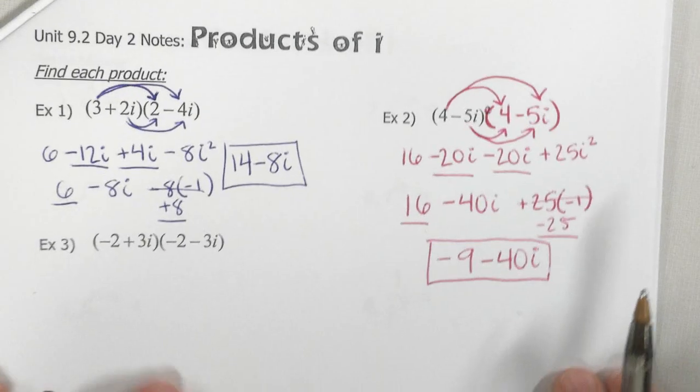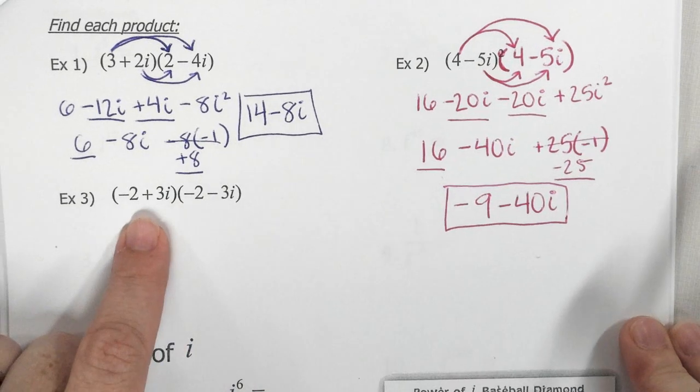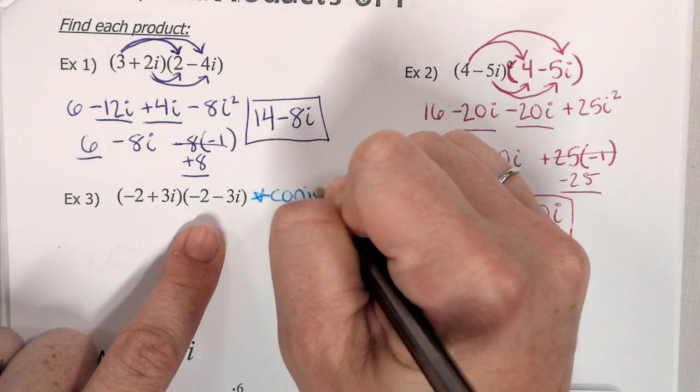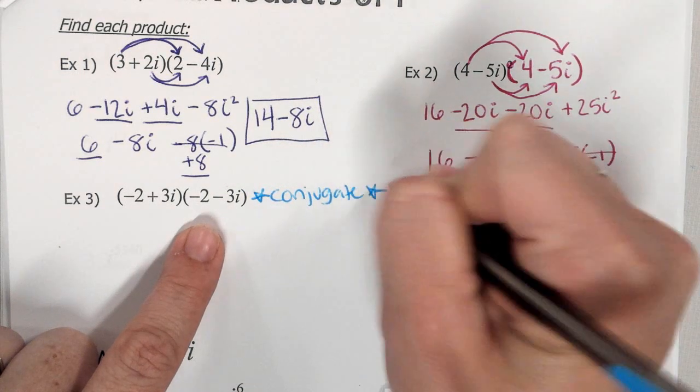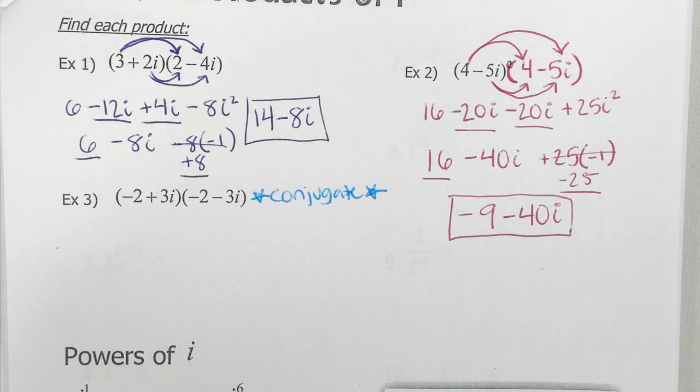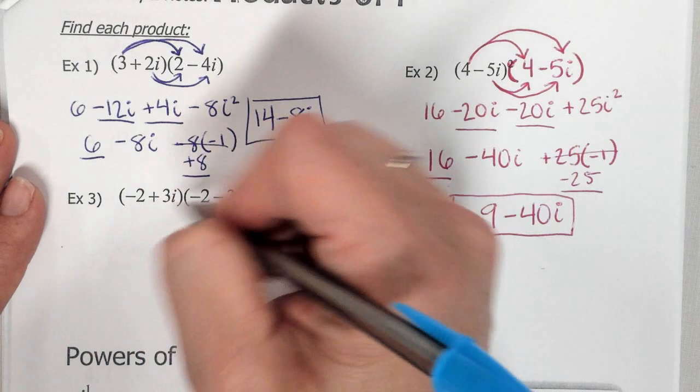Okay, example 3. Do y'all remember what we call this when they look exactly the same except one's a plus and one's a minus? It's called a conjugate. I think I spelled that right. Okay, it's your conjugate. And remember when we did conjugates with our radicals, that's when it canceled the radical. So what do you think is going to cancel in this one? What is it that's weird about this one? The i. So when we did this with radicals, it canceled the radicals. So let's see if it cancels our i's with imaginary numbers.